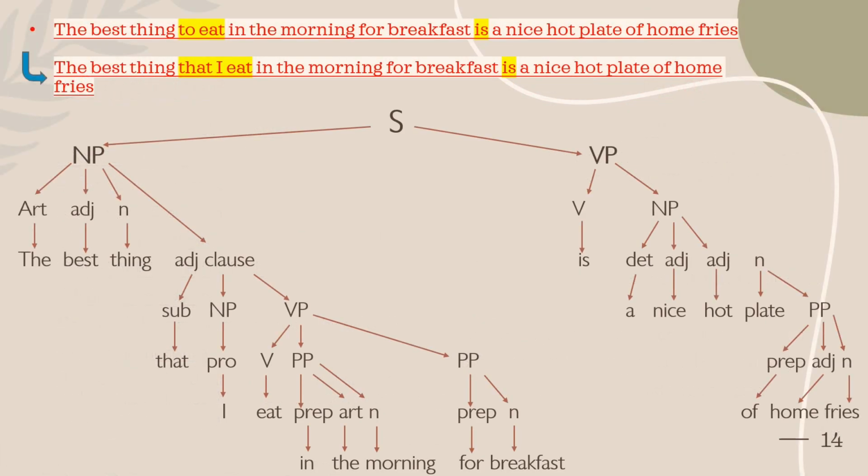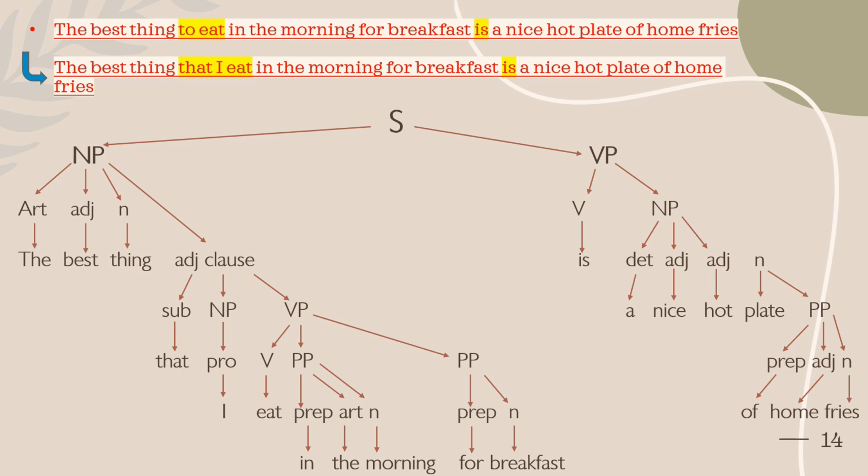The last example is, the best thing to eat in the morning for breakfast is a nice hot plate of home fries. This sentence consists of two verbs, to eat and is. Is the main verb of the sentence. To eat doesn't have a subject, so we must put a subject for it. So it will be, the best thing that I eat in the morning for breakfast is a nice hot plate of home fries.